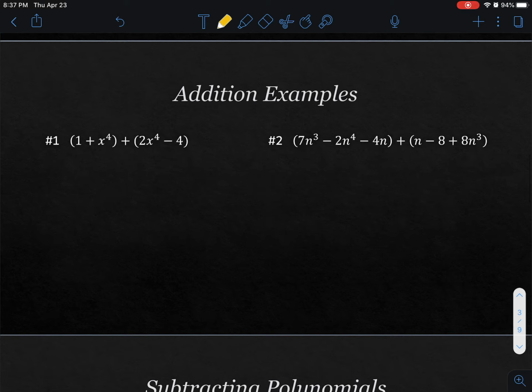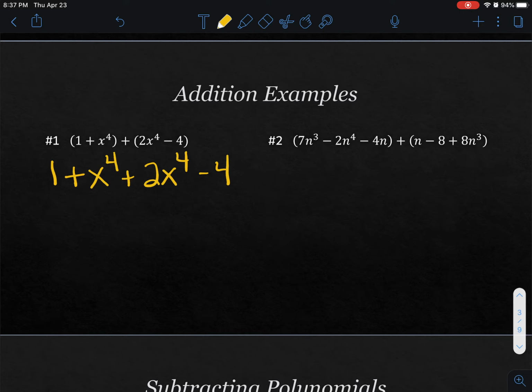Alright, so the first example is addition, and just ignore the parentheses on the addition problems. Some people prefer to rewrite it. You can if you want, so that would be 1 plus x to the 4th plus 2x to the 4th minus 4. So all we're going to do is add our like terms together.